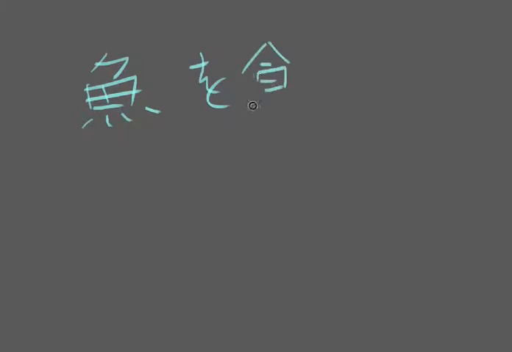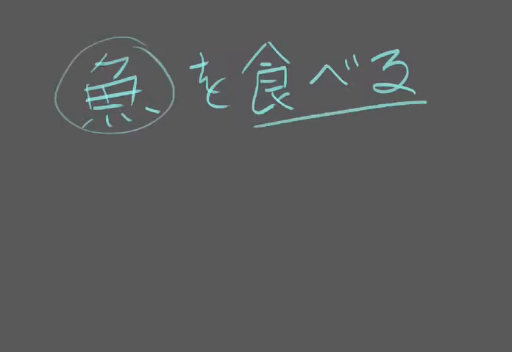Okay, so the first example is sakana o taberu. Sakana o taberu. Okay, so this is the eat verb, this is fish, and we've got the o particle here, which is saying eat fish. Okay, the next example, juice o nonda.